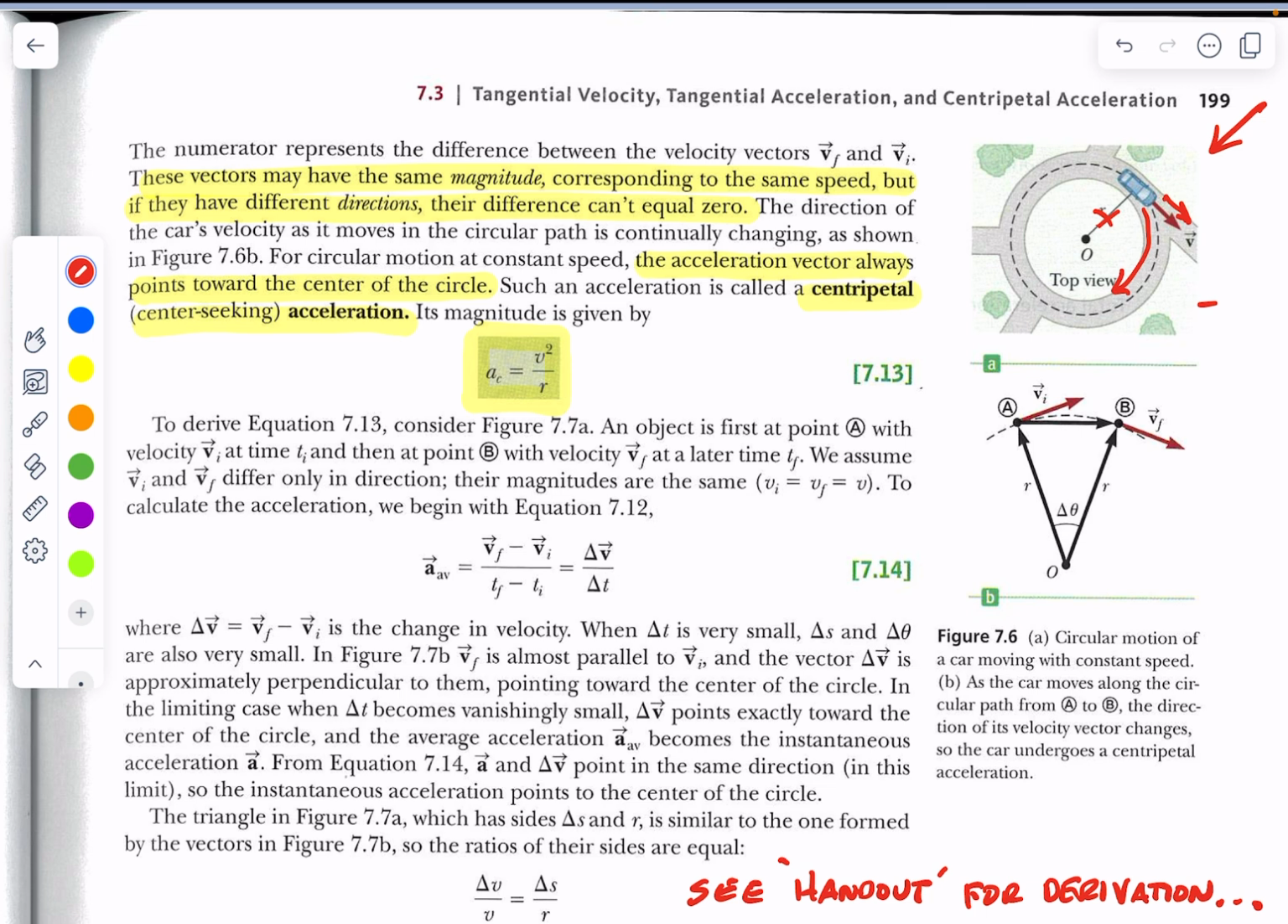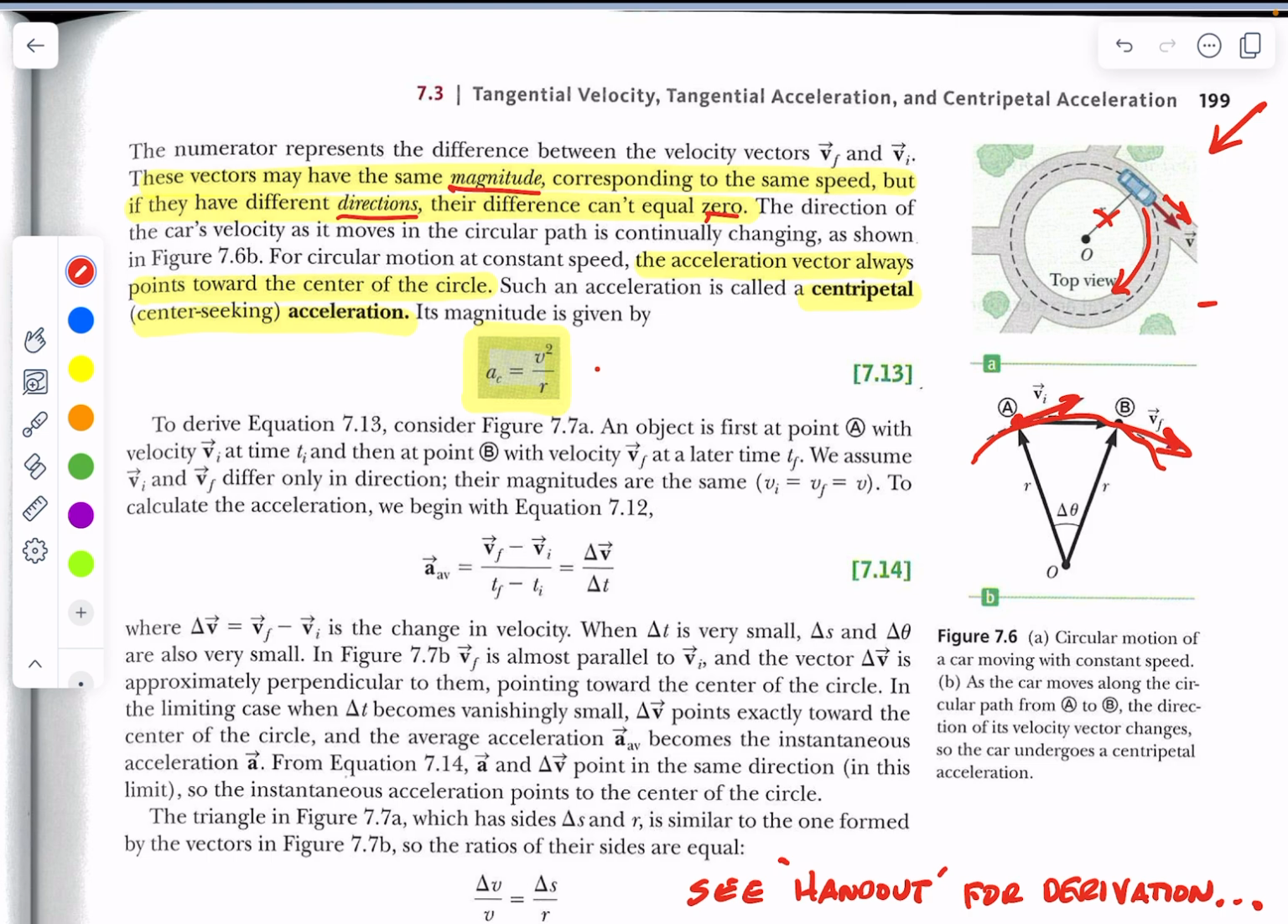Now, these vectors have the same magnitude, as I said a minute ago, meaning because they have the same speed, but they do not have the same direction, therefore their difference cannot be 0. And we can represent that right here. If my car is at this point in its path going like this, and then at some time later it is now this way, you'll notice that these two vectors that I've traced in red have equal magnitude, but they're pointing in different directions.